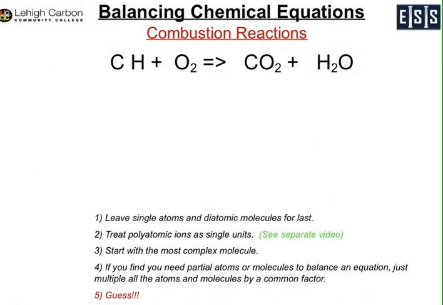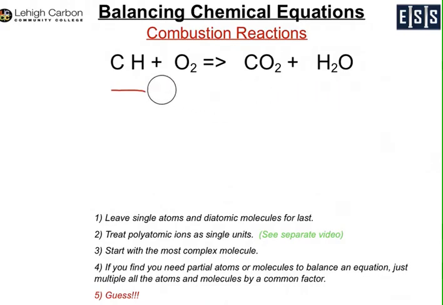Let's look at balancing chemical equations when you have a combustion reaction. Combustion reactions all look the same. You'll have a complex or some type of organic molecule on the left, and there will always be a reaction with oxygen. It's diatomic, so it'll be O2, oxygen gas, and the products of combustion are CO2 and water, carbon dioxide and water.